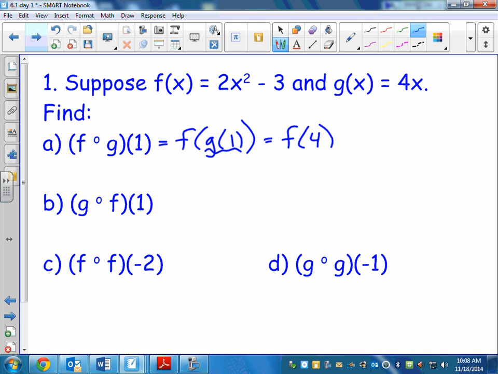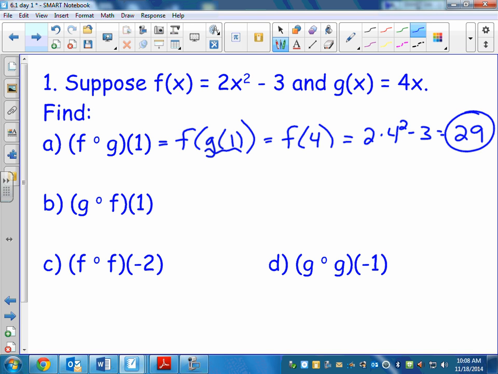And then I have to do the outside function. Now I have to do f of 4. So now, can I go to the f function and plug 4 in there and get 2 times 4 squared minus 3? Or 16 times 2 is 32 minus 3 is 29. Is that true? So notice you only get one answer. Don't tell me the answers are 4 and 29. The answer is when you do the whole thing.